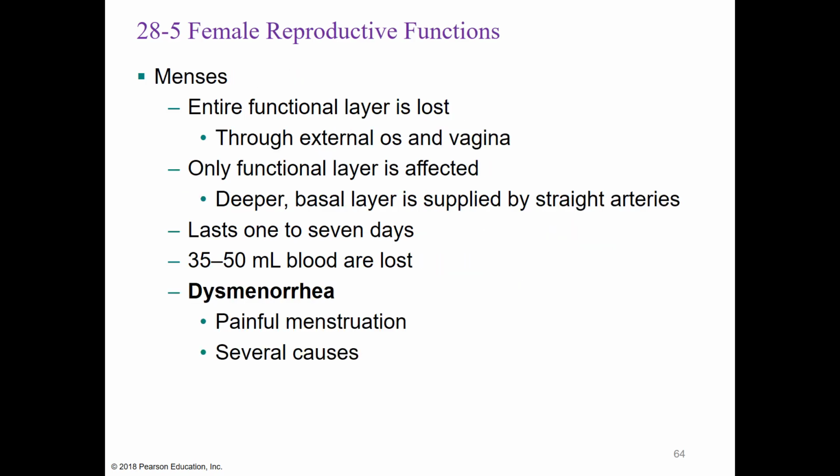The entire functional layer will be lost through the external os and vagina. Only the functional layer is affected. The deeper basal layers are supplied by straight arteries. This lasts 1 to 7 days, and 35 to 50 milliliters of blood are lost. Dysmenorrhea is painful menstruation, and there can be several causes for that.